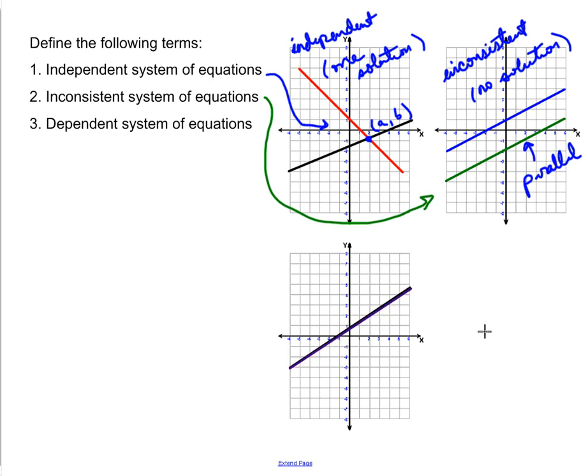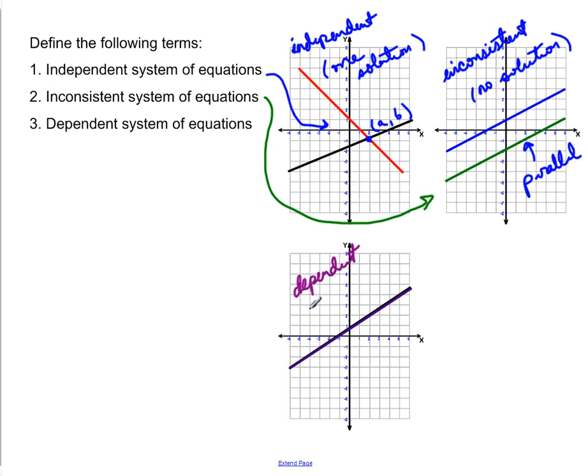So these two lines are said to be dependent. Dependent means that we have two lines that intersect everywhere. So we would call this one a dependent system. Dependent.